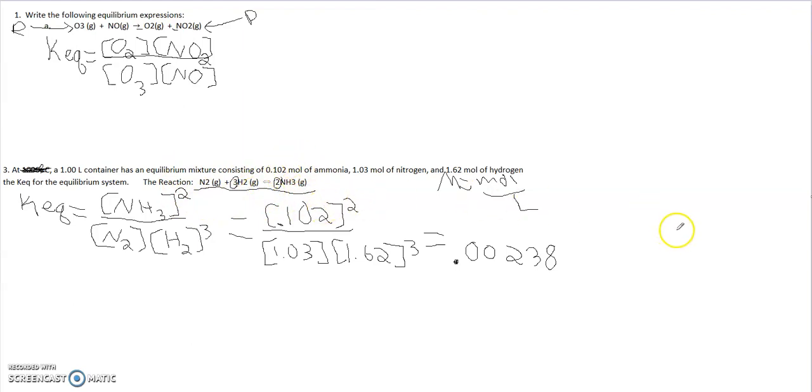So if I ever asked you, based on your KEQ, what does that tell you about the reaction? That's what you would tell me. You would tell me which reaction is favored, the forward or the reverse, and you would tell me at equilibrium, what am I going to find? A higher concentration of reactants or a higher concentration of products. So I hope that was helpful.